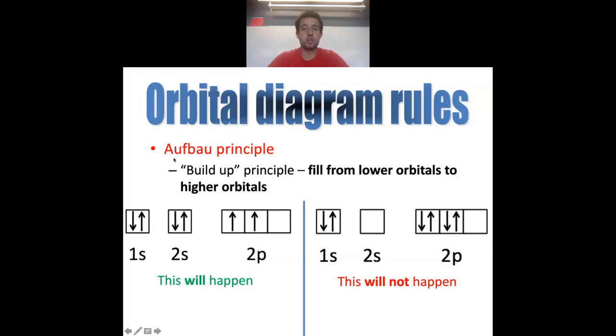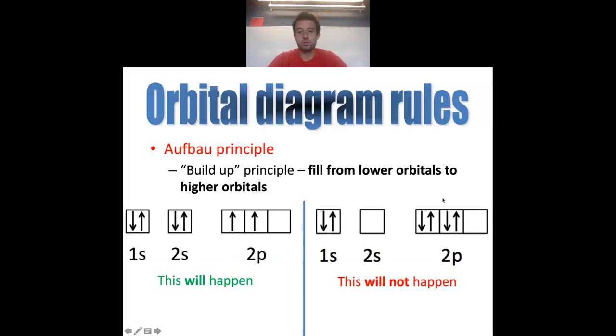This first principle is called the Aufbau principle. What it says is you fill from lower orbitals to higher orbitals. So I would write that down, Aufbau principle, fill from lower to higher orbitals. And then just know what it means is this example here. Notice how I first fill in the arrows for 1s, then I move on to 2s.